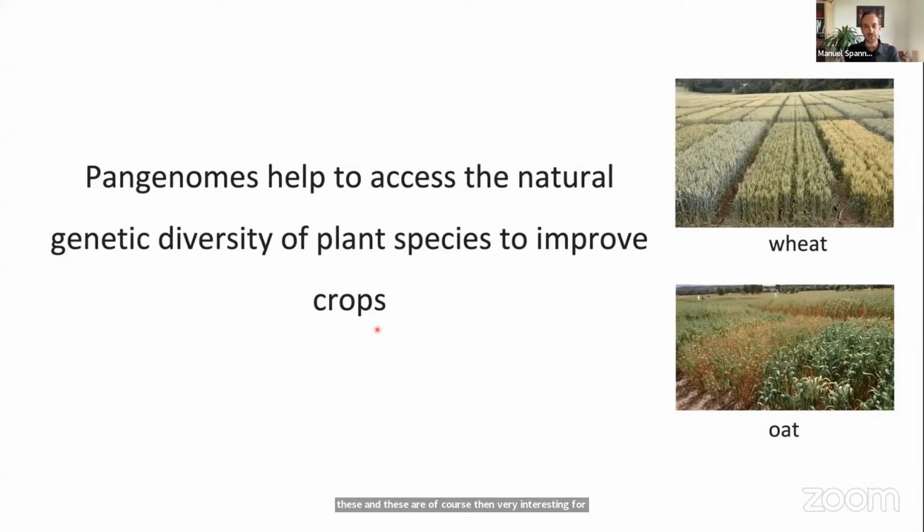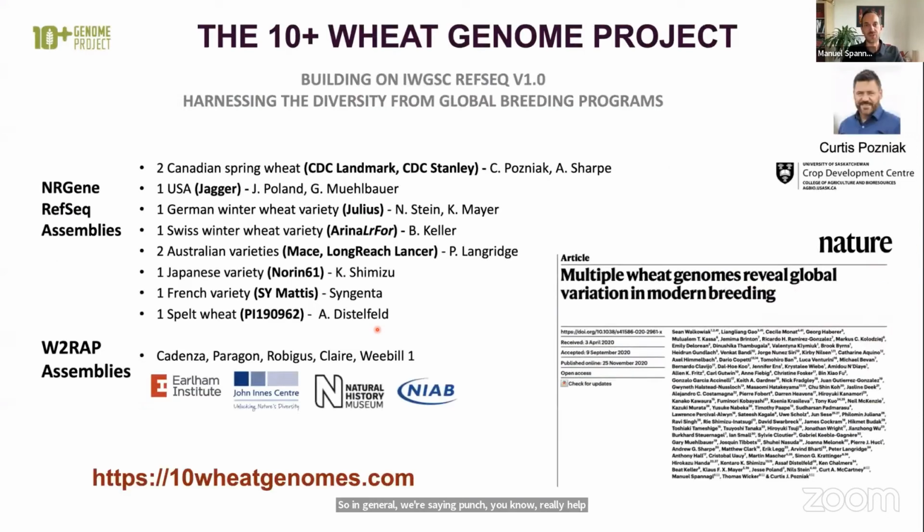So in general, pan-genomes really help to access the natural genetic diversity of plant species and help to improve crops. And I want to give you an example now, coming back to wheat, where such a pan-genome actually delivered exactly that promise. So the 10+ Wheat Genome Project, headed by Curtis Pozniak from the Crop Development Centre in Saskatchewan. In that consortium, we sampled 10 different wheat varieties, harnessing the diversity from global breeding programs, and that was published in 2020.